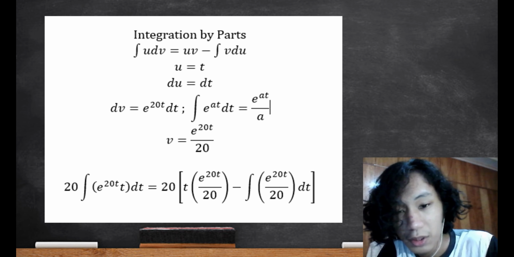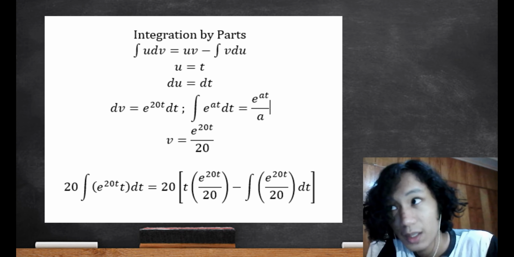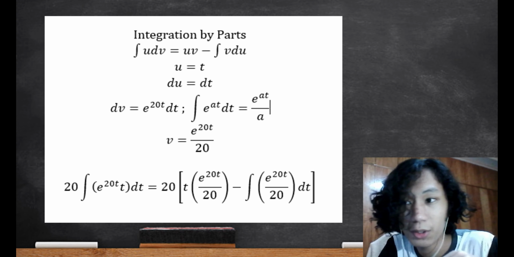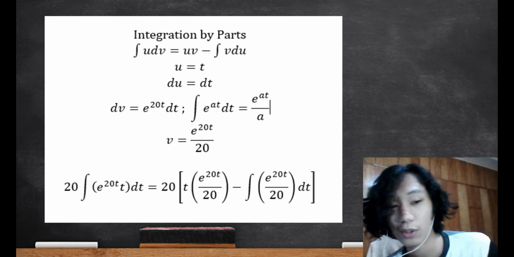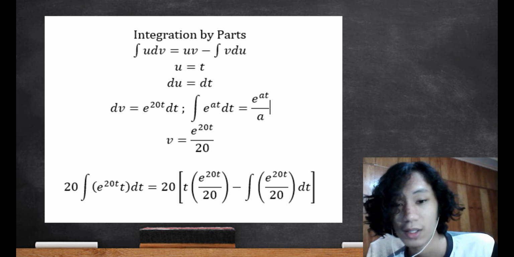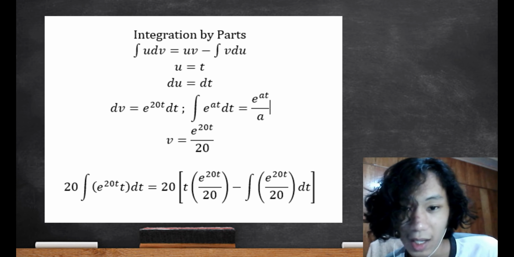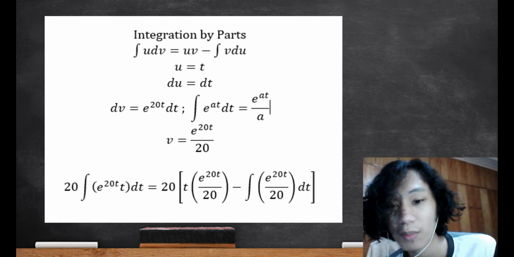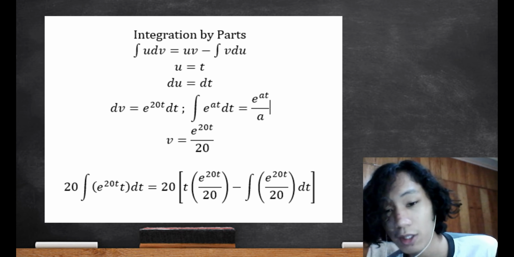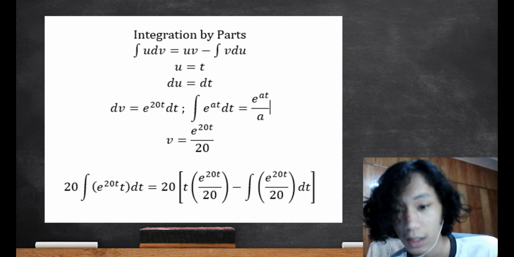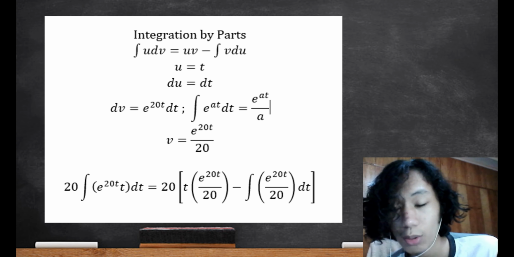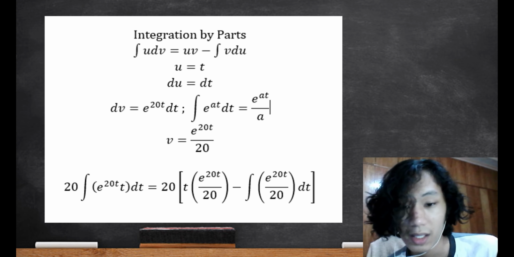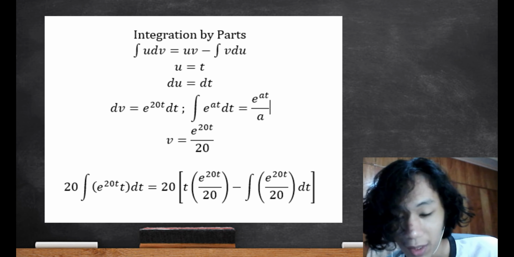So we will choose our u and dv. As a quick tip, we choose our u and dv based on LIATE, where u gets the priority first. In this integral, we have algebraic and exponential, so our u will be the algebraic, which is t. So u = t and du = dt. Our dv will be the leftover of the integral, e raised to 20t dt.